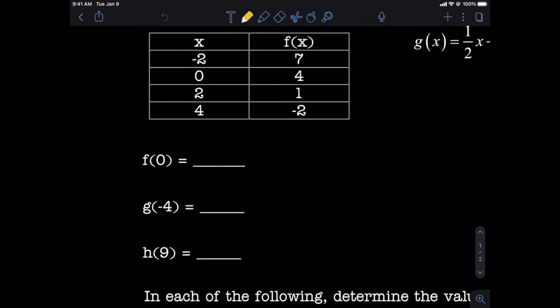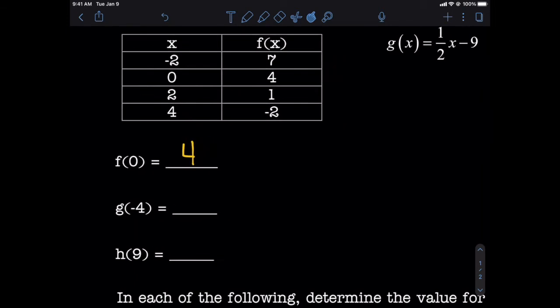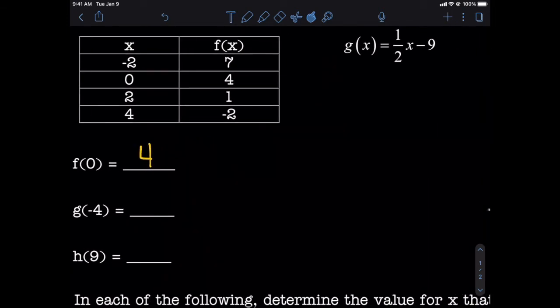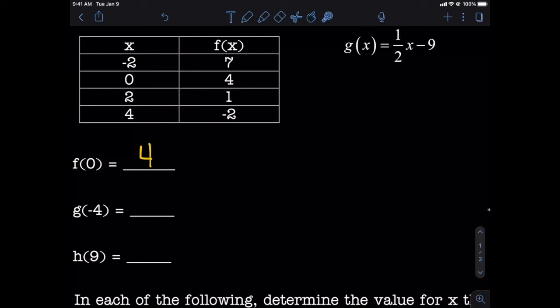Anytime you're asked to evaluate a function given a table of values, go to where x is equal to that value that you're looking for and see what the y is. Now let's try something different. We want g of negative 4.